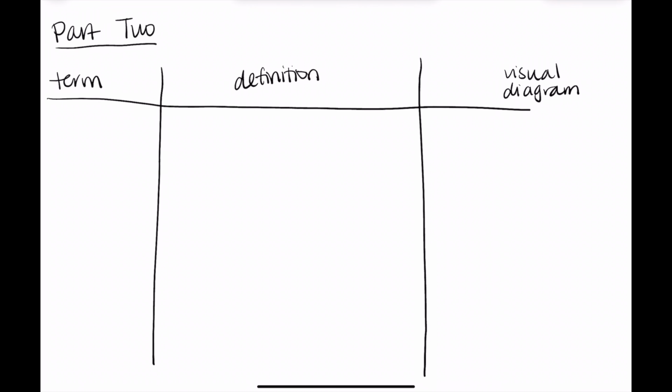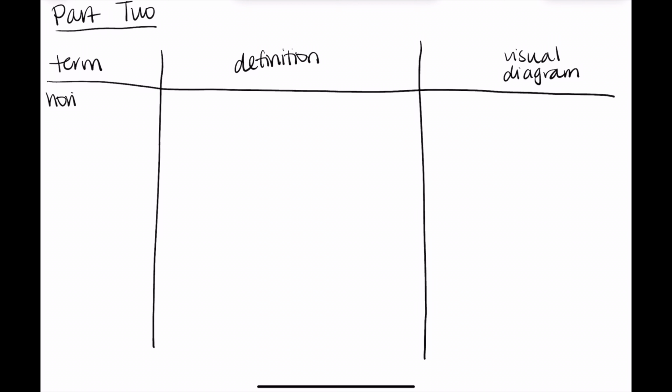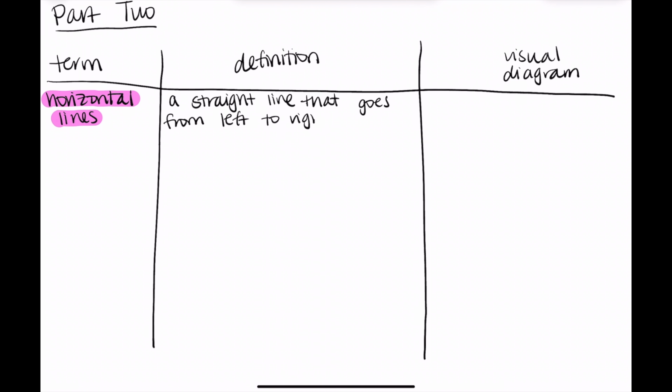The first term that we have for part 2 is a horizontal line. Now, the definition of a horizontal line is a straight line that moves from left to right. So try to visualize this before I draw it out. It is a straight line and it moves from left to right. So the way that this would look visually, we will draw it out here. It is a line, right? A line has an arrow on both ends and it is moving horizontally.